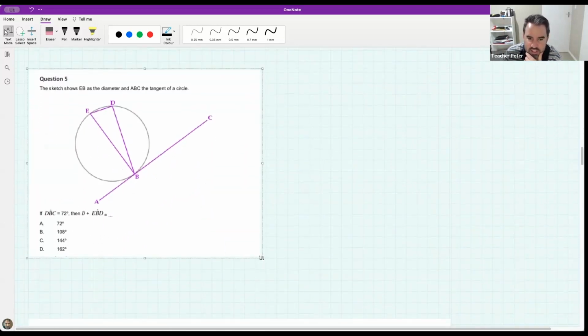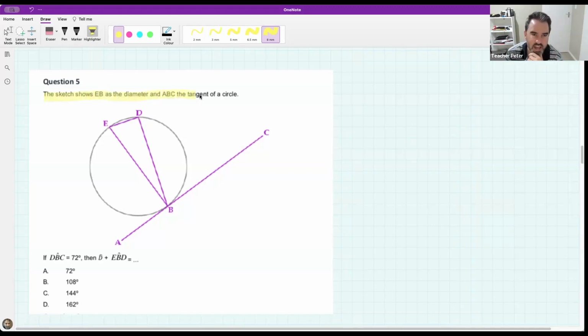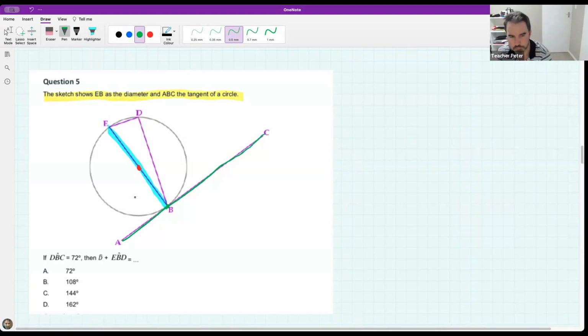So here is a multiple choice question to get us to the break. It says, the sketch EB shows a diameter and a tangent. The diameter is going to be the blue one, and because it's a diameter, it has to go through the center. So there's a center point, and now I have a tangent that goes past the circle and touches the circle at the point B.